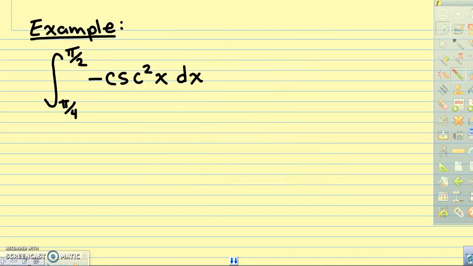Alright, here's another example. Integrate from pi over 4 to pi over 2 the function negative cosecant squared x with respect to x. So you will have to integrate trig functions on the AP test, so might as well start getting used to it now. We don't use the power rule here. Quick reminder on that. We know that the derivative of cotangent x is negative cosecant squared x, so integrating negative cosecant squared x is just cotangent x.